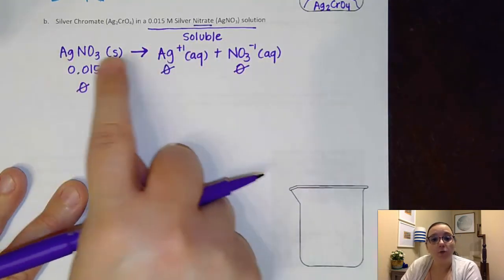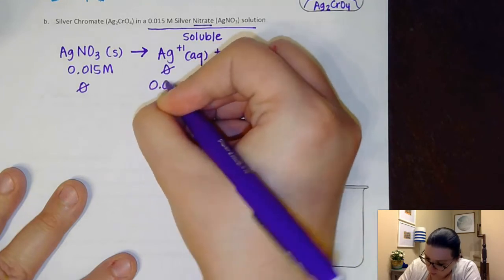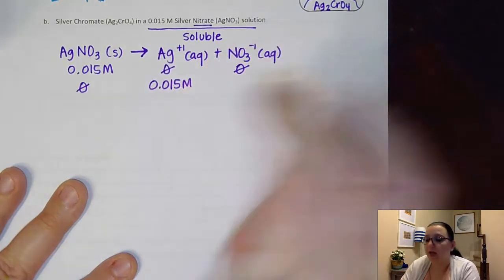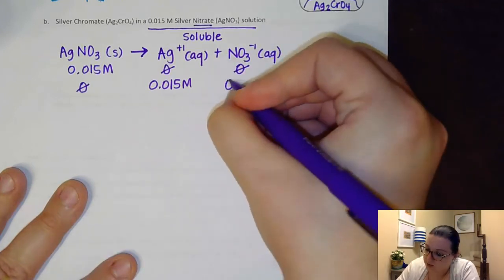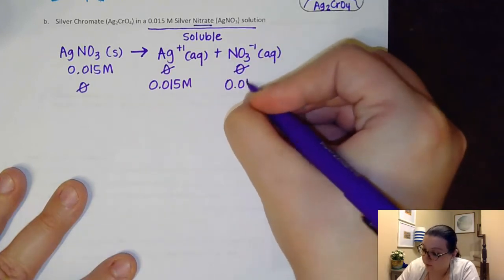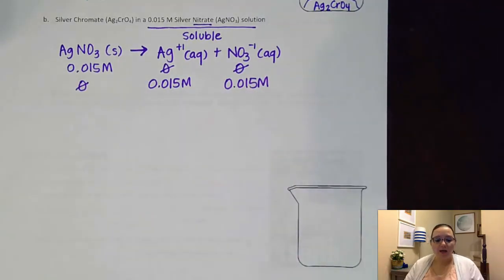Because there's a 1-to-1 ratio between these, this will go up to 0.015 molarity, as well as a 1-to-1 ratio here. So this guy will also go up to 0.015 molarity. Okay. So there's my silver nitrate dissolving. Now let's talk about the silver chromate dissolving.